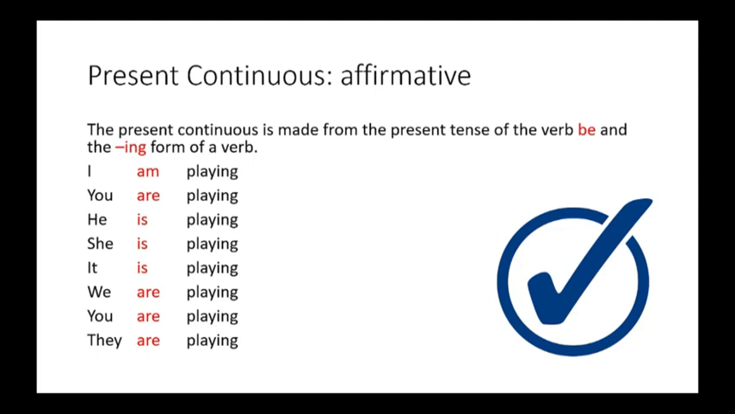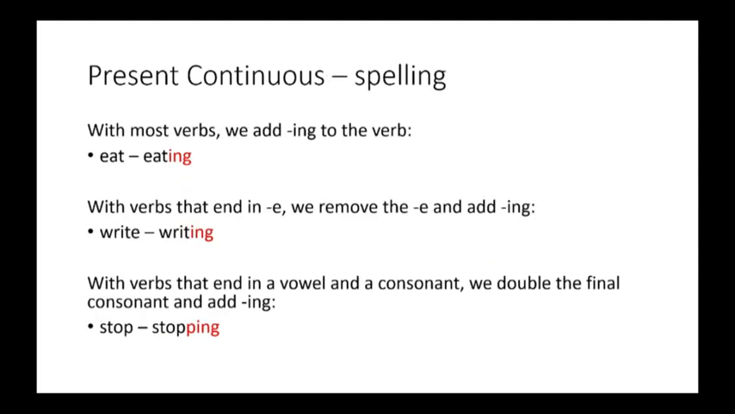So let's take a look at spelling rules. How do we add ing to the verb? With most verbs, we just add ing to the verb. Eat, eating. With verbs that end in e, we have to remove the e and then we add ing. Write, writing. And with verbs that end in a vowel and a consonant, we double the final consonant and add ing. Also, the vowel has to be short. Stop, stopping.